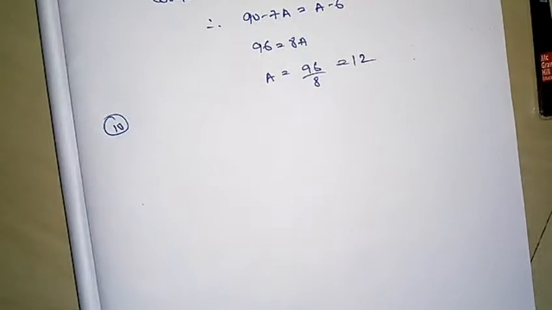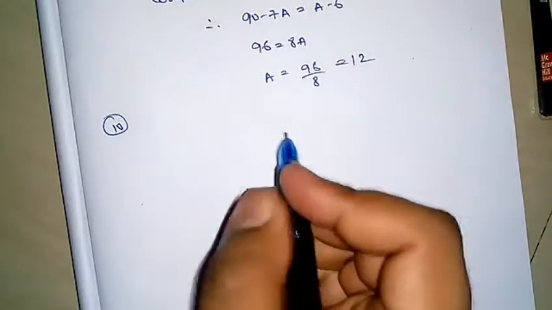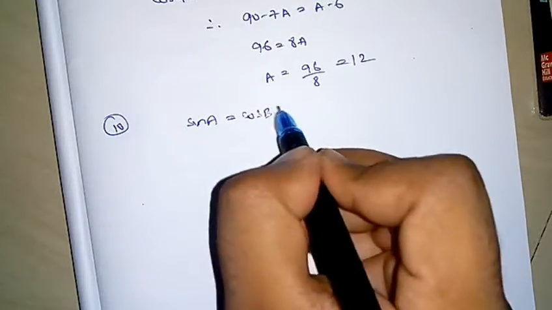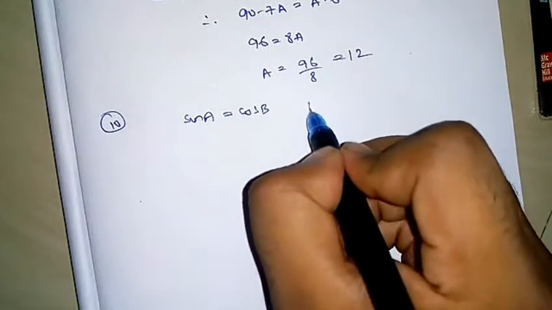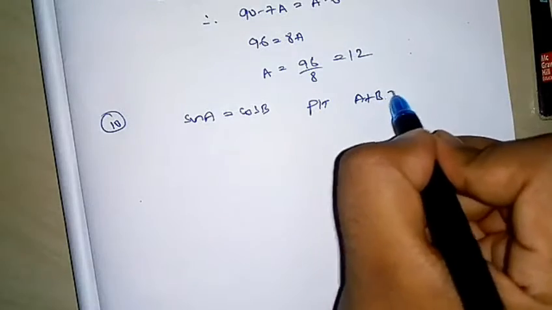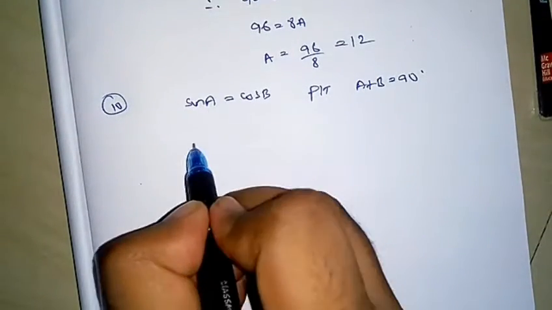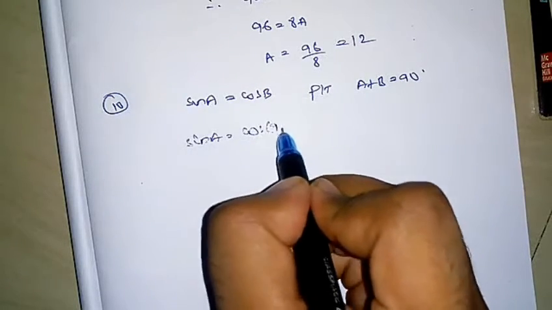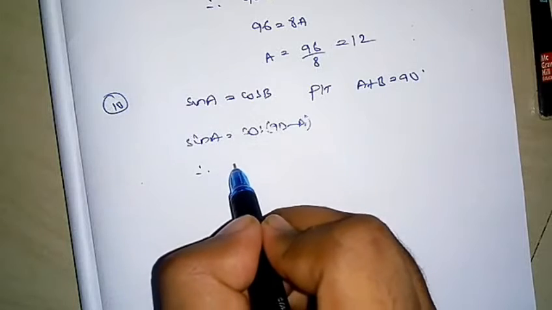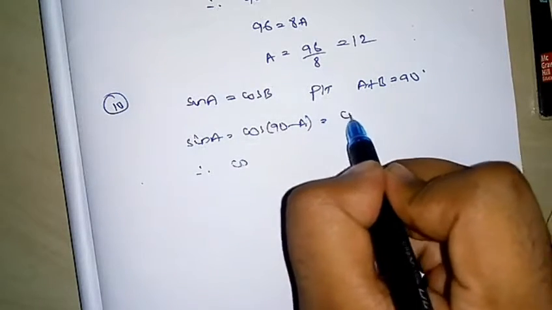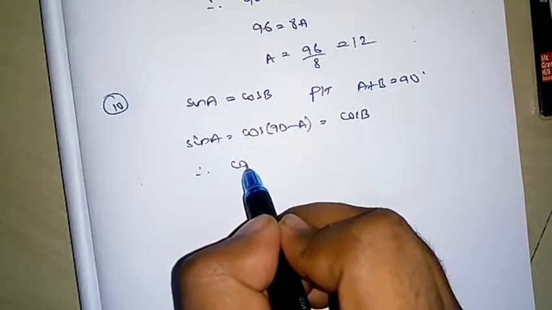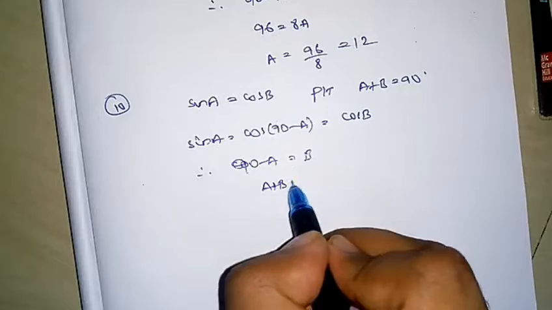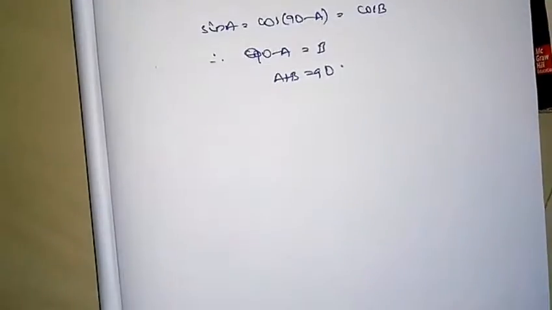Question 10. If sin A is equal to cos B, prove that A plus B is equal to 90 degrees. You know that sin A is equal to cos 90 minus A, which is equal to cos B. Therefore, 90 minus A is equal to B. We send A to this side, you get A plus B is equal to 90 degrees.